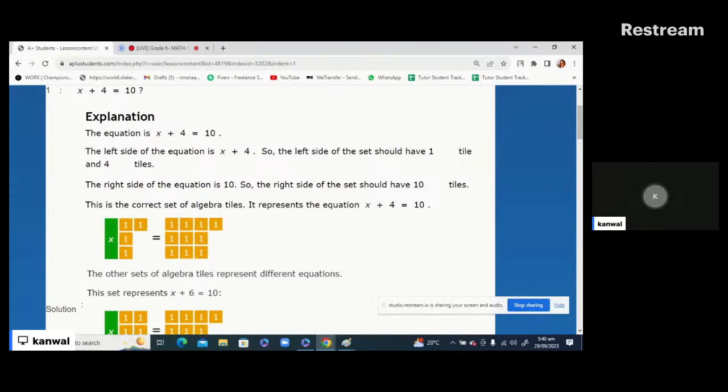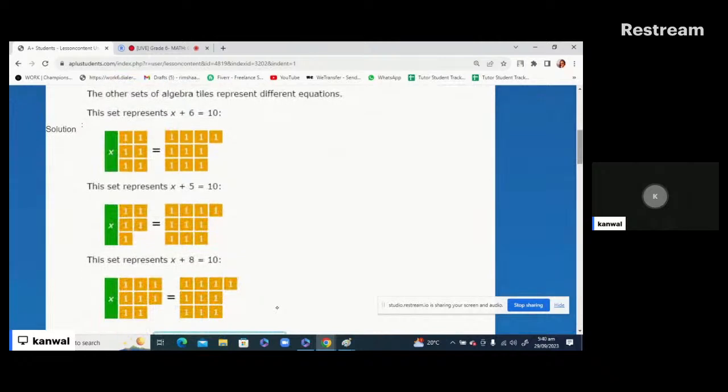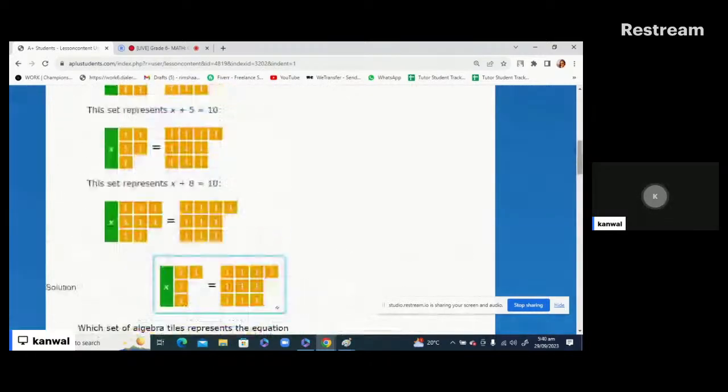then is equal to 10. How much is the 10 here? 1, 2, 3, 4, 5, 6, 7, 8, 9, and 10. Okay. Then in this way, here is x plus 6 equals 10. Look, this is x. How much is 6? 1, 2, 3, 4, 5, 6, and now here is 10. Then x plus 5 equals 10. Look at here. This is x plus 8 equals 10. All of it like this way.